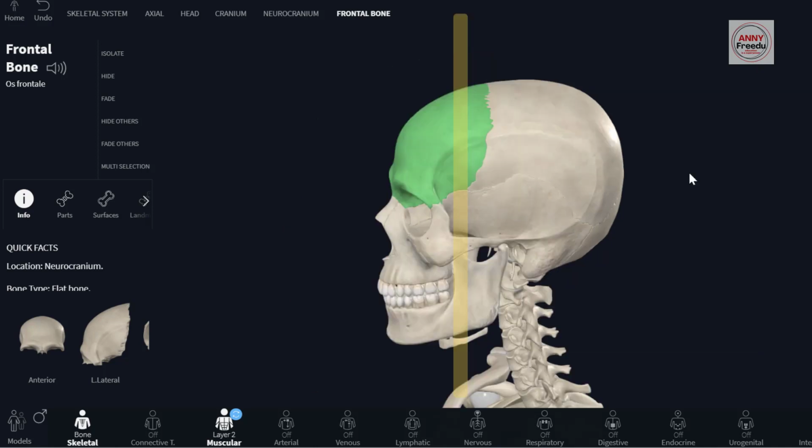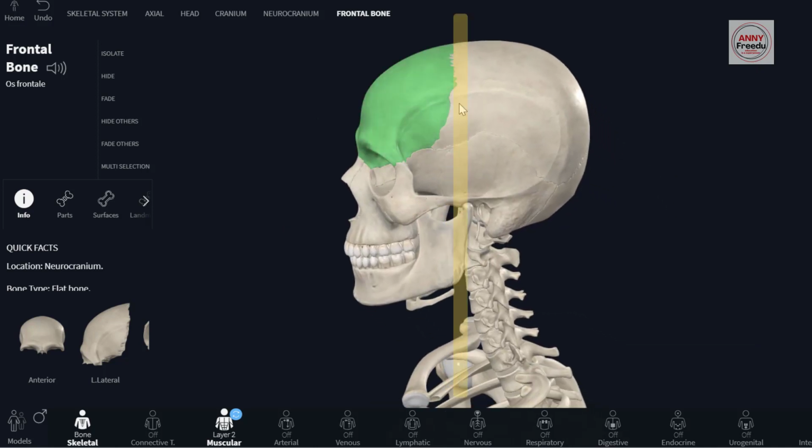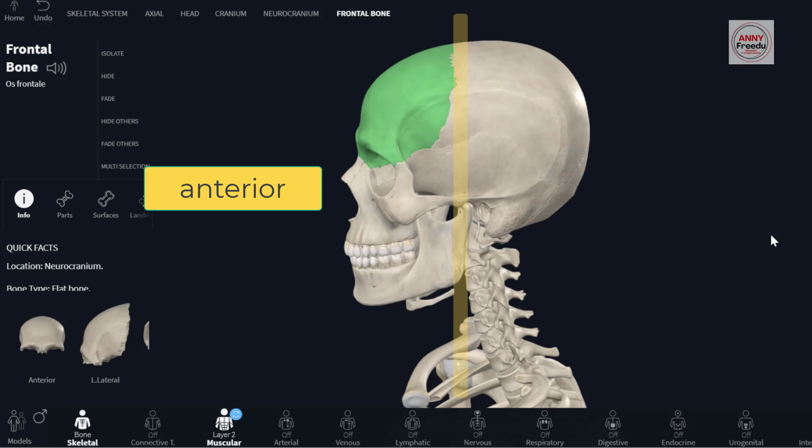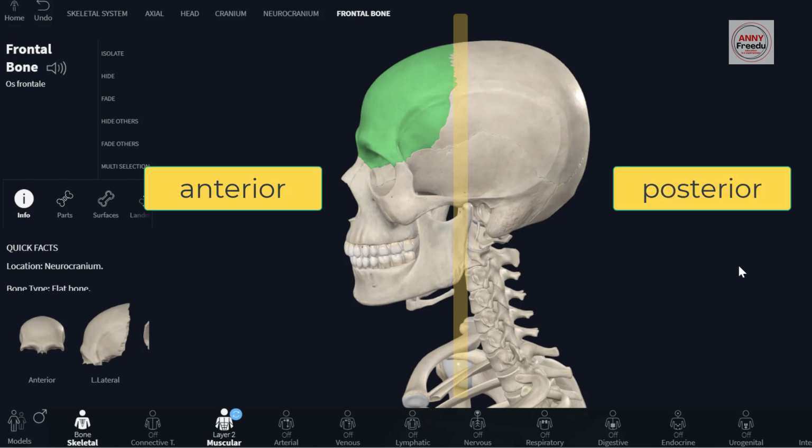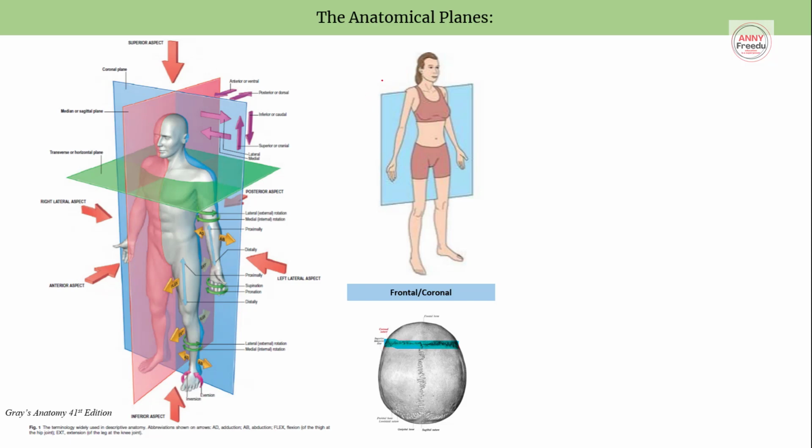So the plane that goes through this coronal suture divides the body into anterior, front, and posterior, back parts. So one more time, this is a coronal, aka frontal plane that goes through the coronal suture, which is between the frontal and two parietal bones.